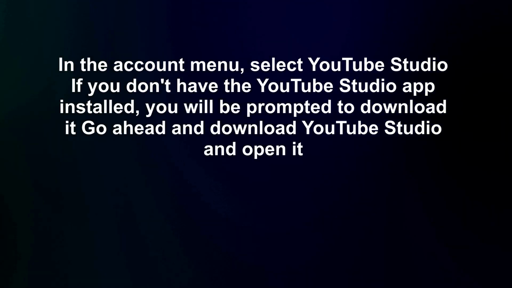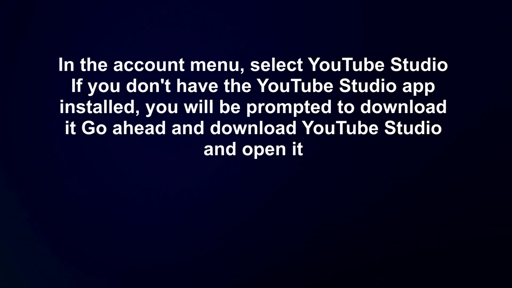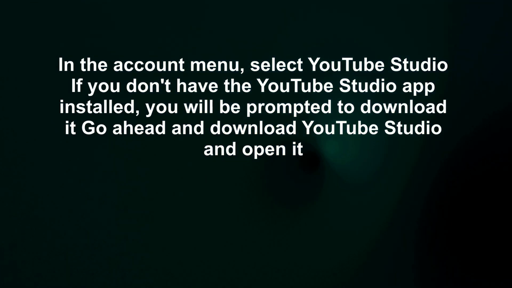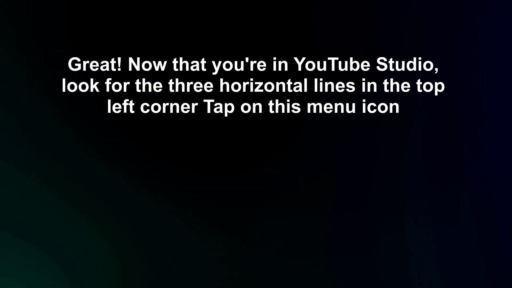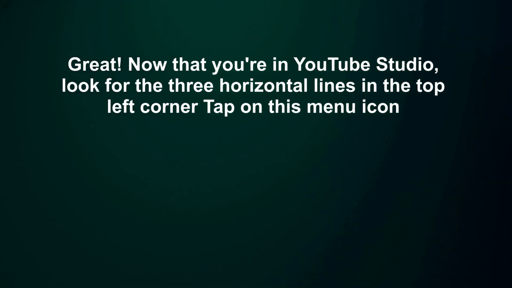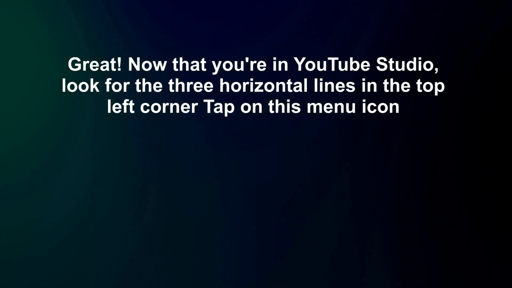In the account menu, select YouTube Studio. If you don't have the YouTube Studio app installed, you will be prompted to download it. Go ahead and download YouTube Studio and open it. Great, now that you're in YouTube Studio, look for the 3 horizontal lines in the top left corner. Tap on this menu icon.